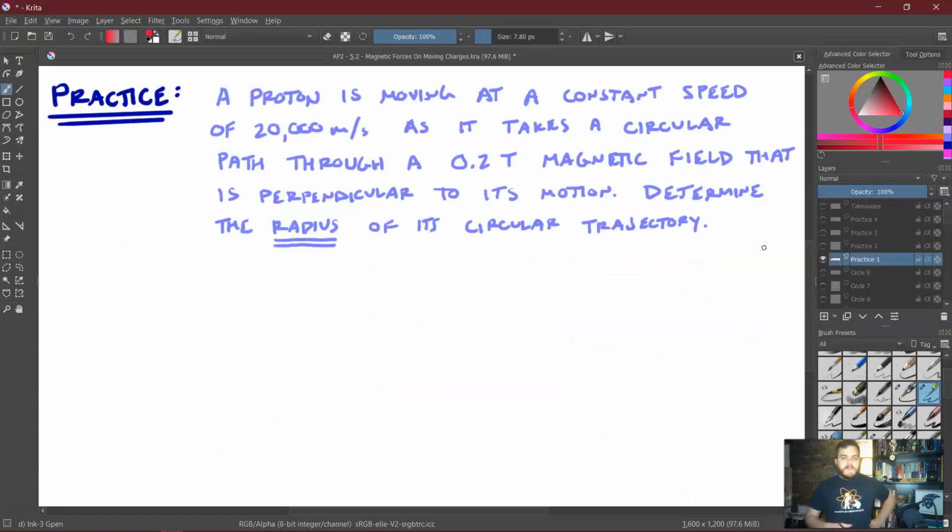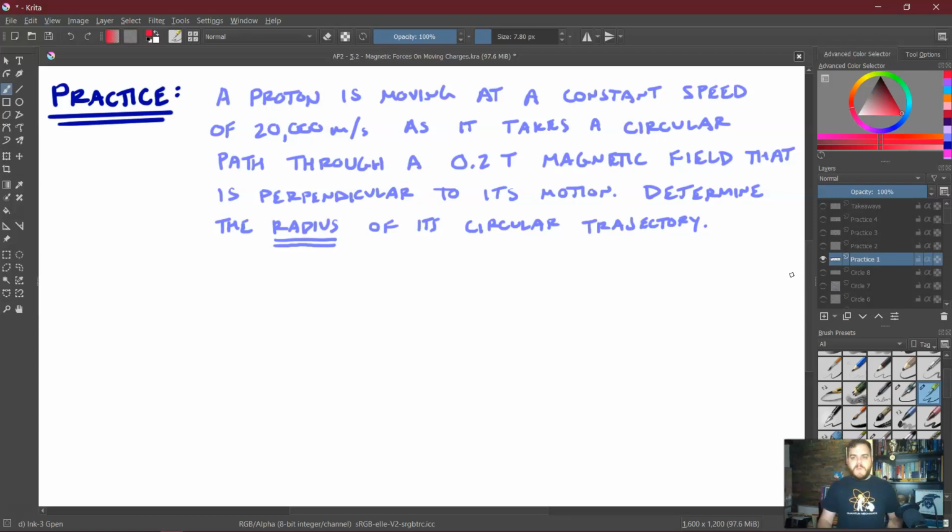For instance, let's say a proton is moving at a constant speed of 20,000 meters per second as it takes a circular path through a 0.2 Tesla magnetic field that is perpendicular to its motion. Don't really care how it's perpendicular, but we were told it's perpendicular. And we want to determine the radius of this proton's circular trajectory as it goes through this magnetic field.